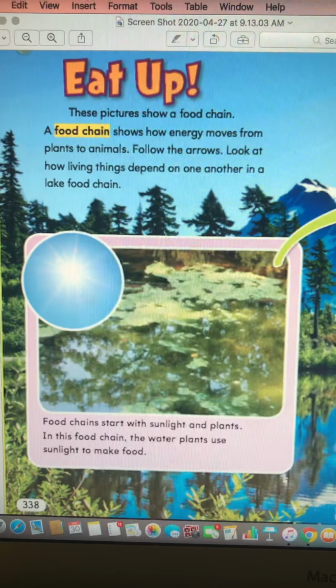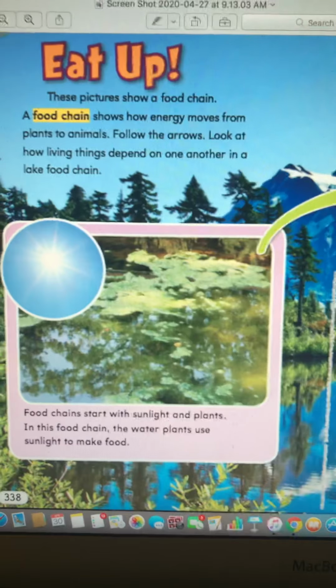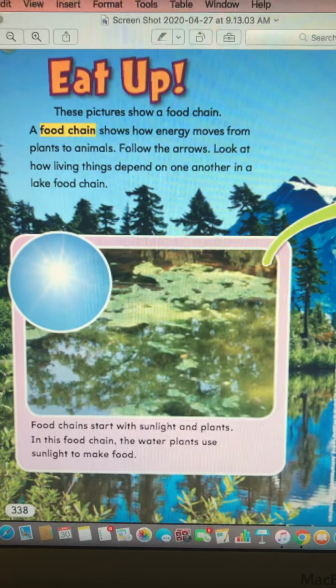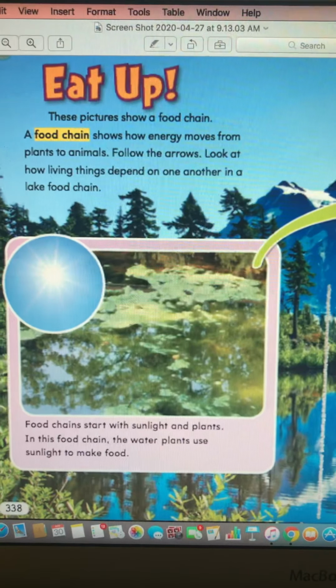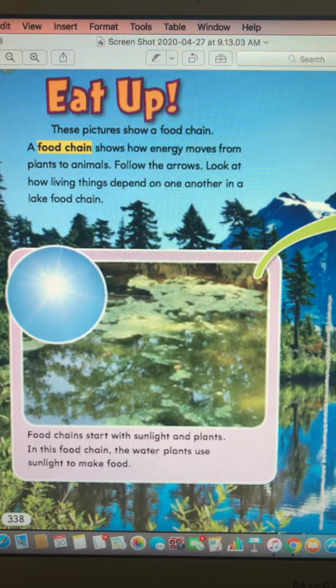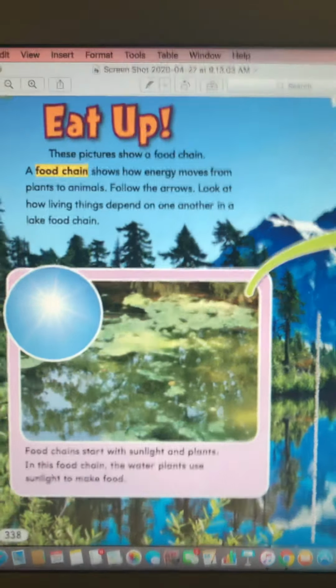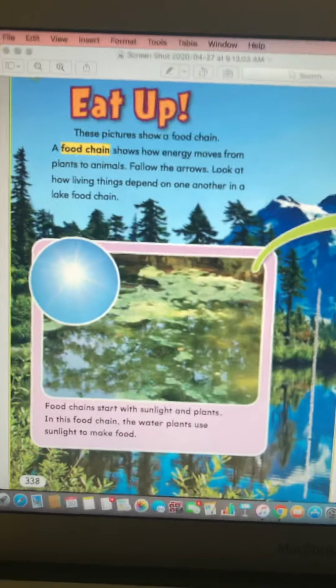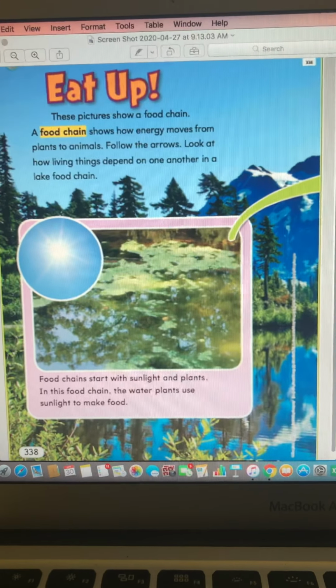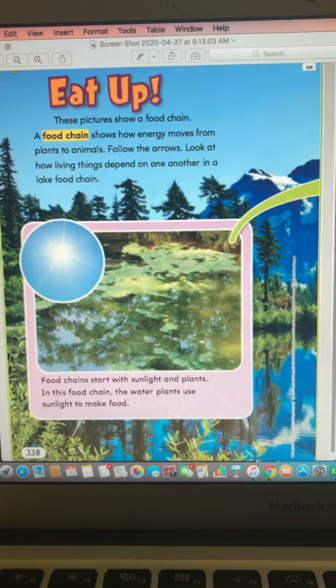Today we're going to continue our lesson on interdependency, how plants and animals depend on one another. So today we're going to focus on a food chain, and I know that we read these pages last week, but I really want to get into depth on talking about food chains. We're going to be exploring how to draw a diagram of different food chains from different environments. So we're going to get started.